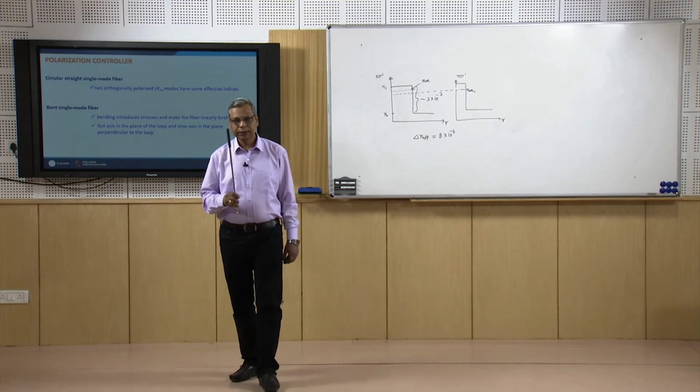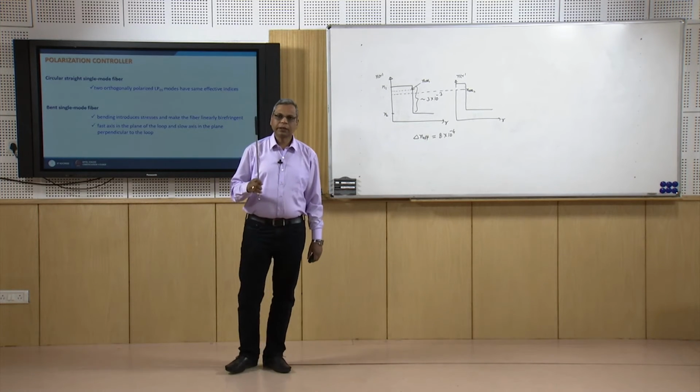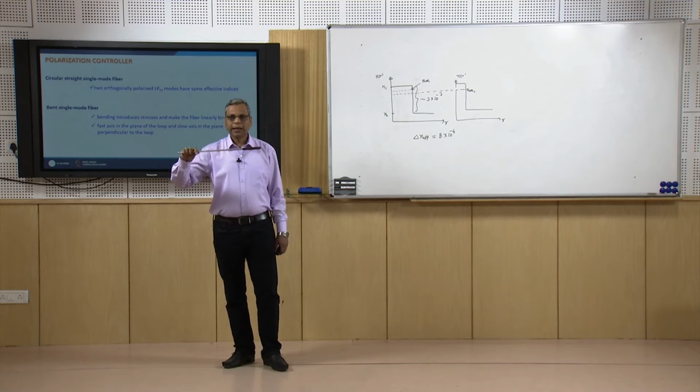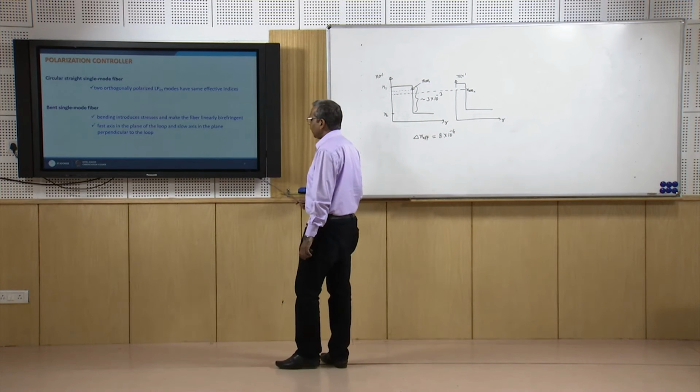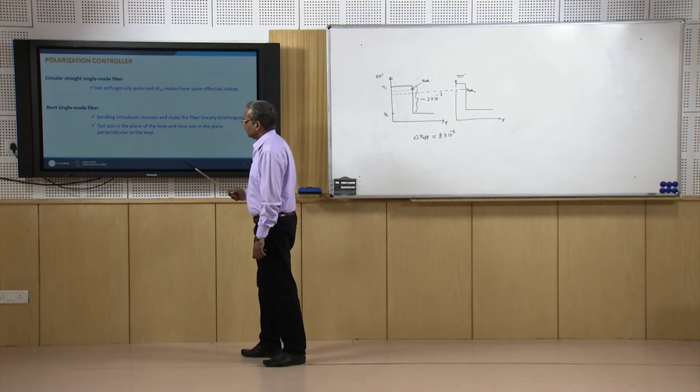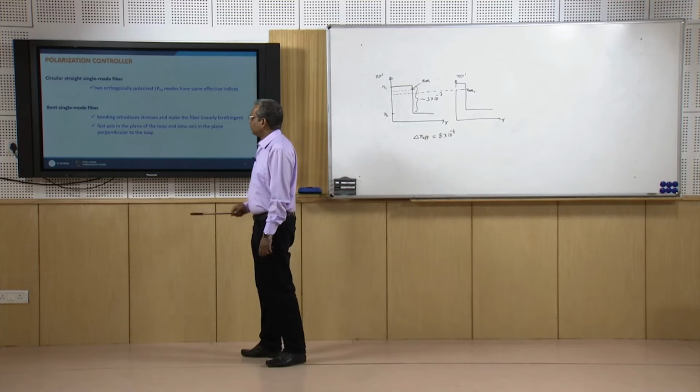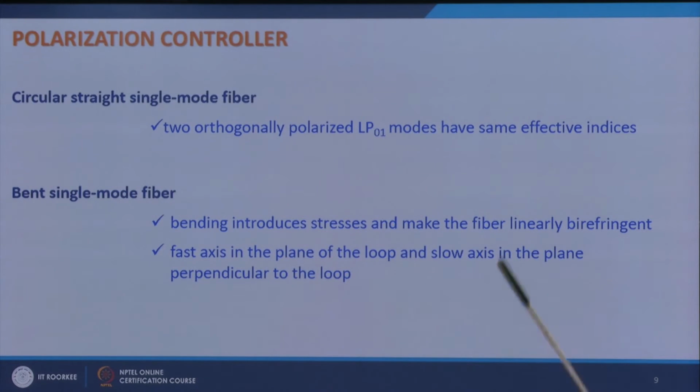That is, this polarization will see a different refractive index of the fiber as compared to this polarization. And what happens is that the fast axis is in the plane of the loop and the slow axis is in the plane perpendicular to the loop.